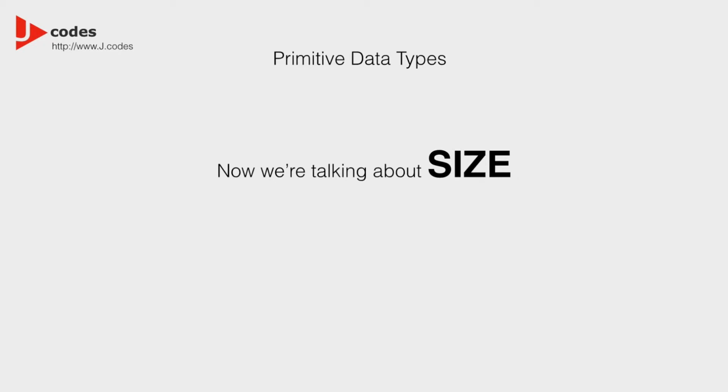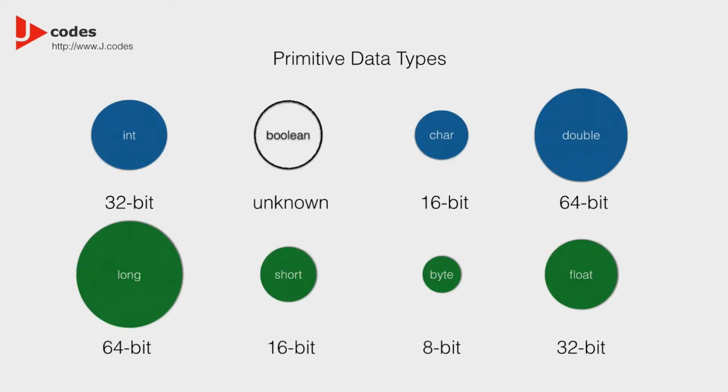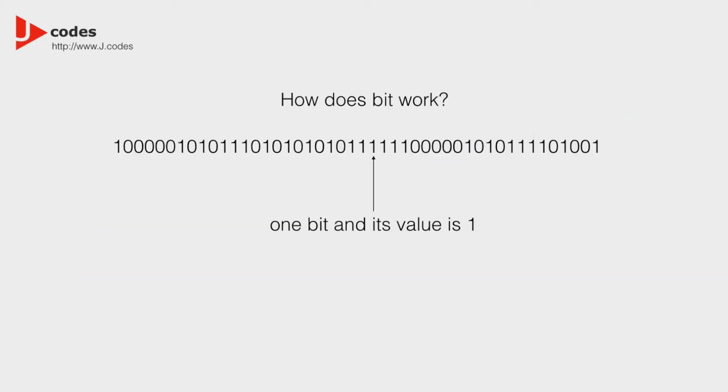Now we're talking about size. An int is 32-bit. A boolean is unknown. A char is 16-bit. A double is 64-bit. A long is 64-bit. A short is 16-bit. A byte is 8-bit. And a float is 32-bit.